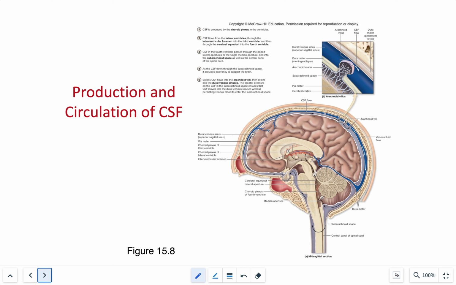So this chart's going to take us through the beginning. We'll start here at number 1. So number 1, we see that the cerebral spinal fluid is produced in the lateral ventricles, and it's going to be produced by the choroid plexus, or a series of ependymal cells that are pulling the plasma from the blood and making cerebral spinal fluid.